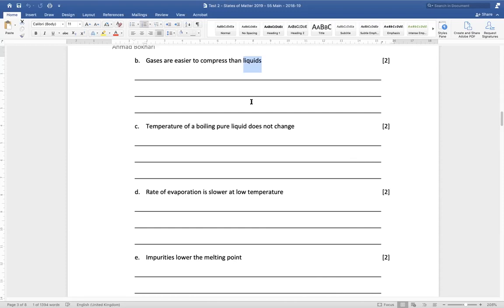Okay, temperature of a boiling pure liquid does not change. So energy is used to break the bonds, so no change in temperature.